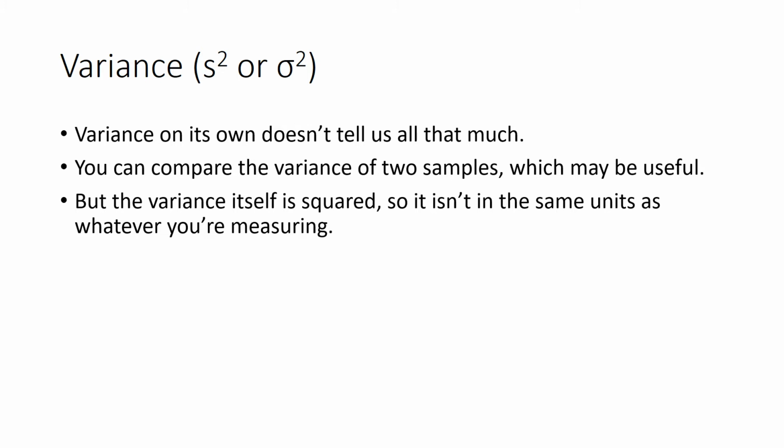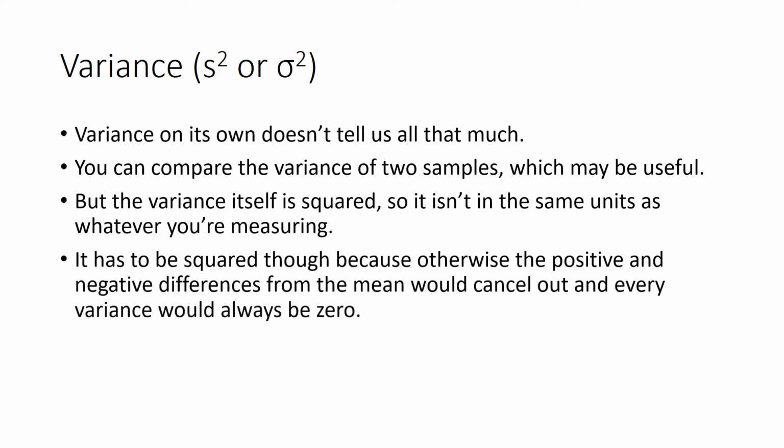So there might be a variance of, let's say, 2 inches, but that's, oh, actually, sorry, you wouldn't even say that. You'd say a variance of 2. You can't say it's 2 inches because it's squared. You've taken a height and squared it, and that's kind of meaningless. We don't have square heights. But it has to be squared because otherwise the positive and negative numbers would cancel out and the variance would always be 0. We'll come back to that in a bit.